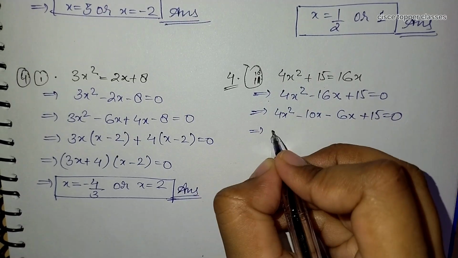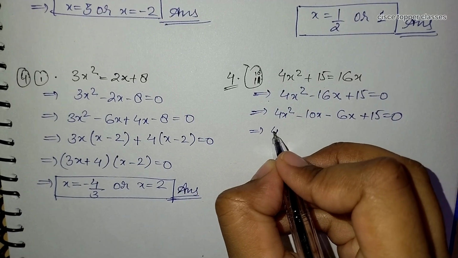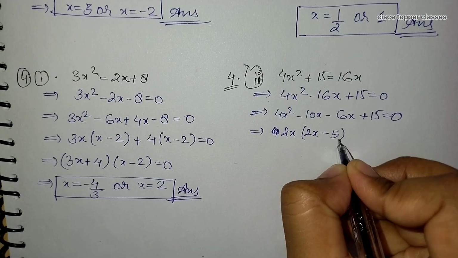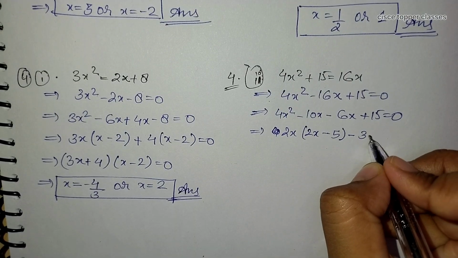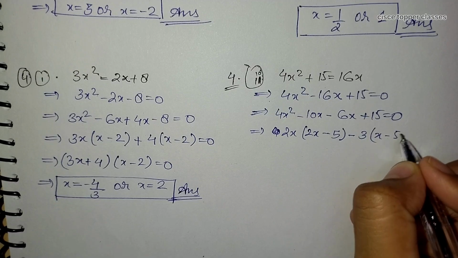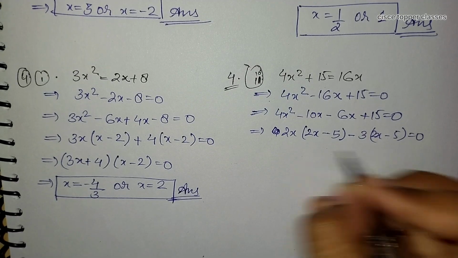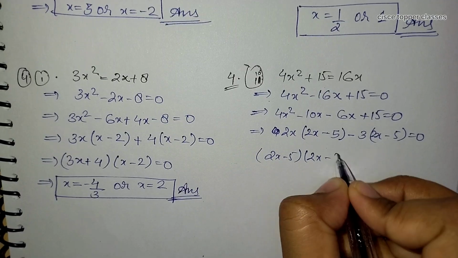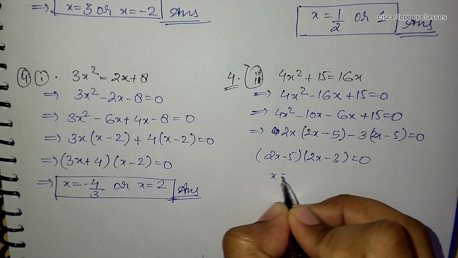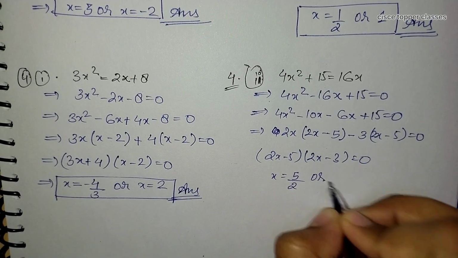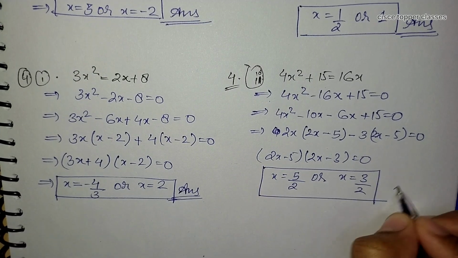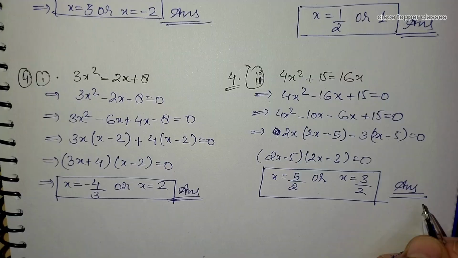Now we can form factors here. Taking 2x common, we get 2x(2x − 5) − 3(2x − 5). Now equalizing them with 0, we get x = 5/2 or x = 3/2 is the final answer here in this question. So this is the answer here.